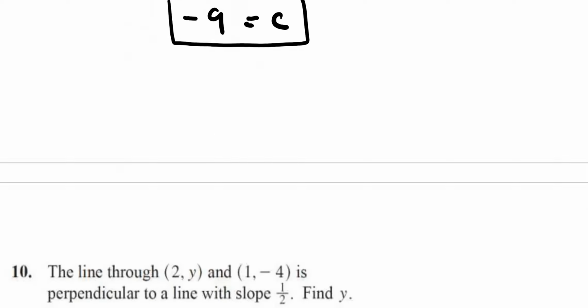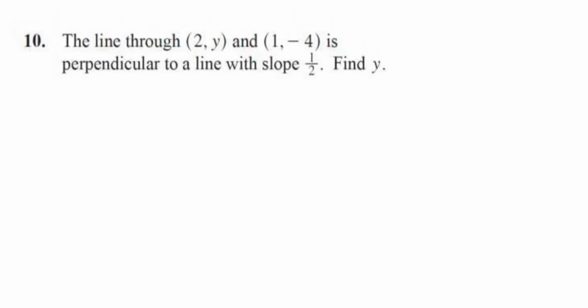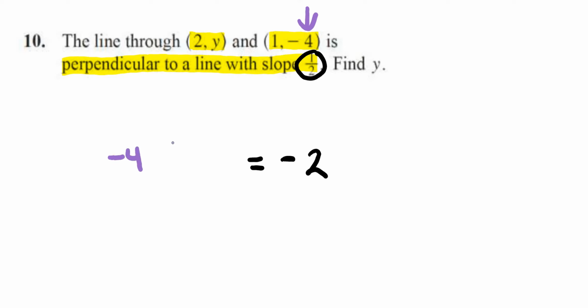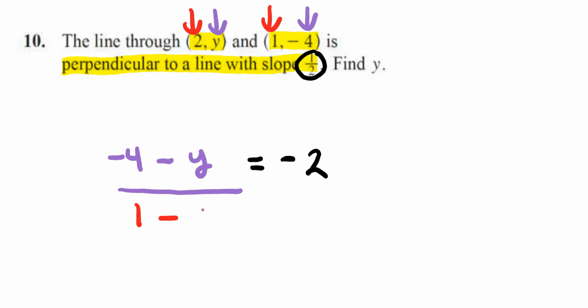Okay, there's 4 more questions to go, and then we're done this homework video guide here. So for question number 10, the line through the point 2, y and 1, -4 is perpendicular to a line with a slope of 1/2. Okay, so if it's perpendicular, we need the opposite reciprocal of 1/2, which is going to be -2. And then on the left-hand side, we just need to write a slope expression for the coordinates in yellow. So that's going to be y2, which is -4, minus y1, which is y, all divided by x2, which is 1, minus x1, which is 2.